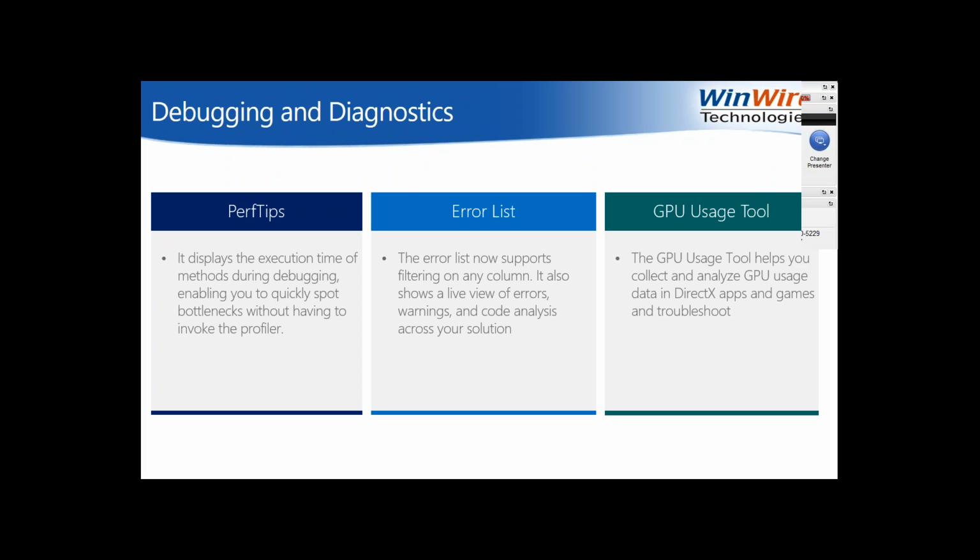GPU usage is more useful for gaming and other applications that you're building. If you want to check the GPU usage for your application, you can do that by using the GPU usage tool, and then see whether your CPU or GPU is taking a lot of resources, and then you can optimize based on that. So these are some of the techniques that you can use for debugging and diagnostics with Visual Studio.